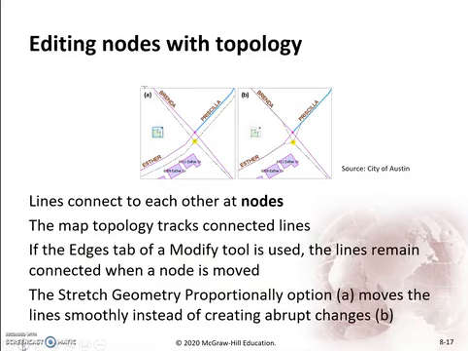Lines connect to each other at nodes. The map topology tracks connected lines. If the Edges tab of a modifier tool is used, the lines remain connected when a node is moved. The stretch geometry proportionally option A moves the line smoothly instead of creating abrupt changes as option B.